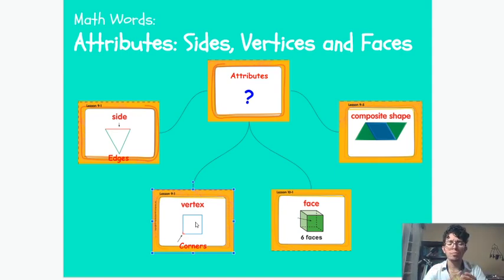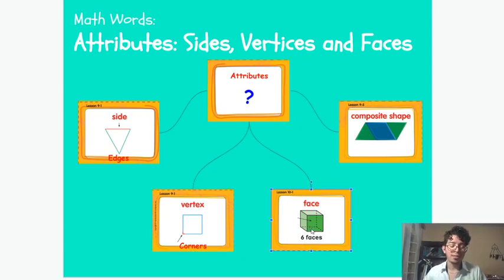Ahora miremos este cubo. How many vertex does this cube have? ¿Cuántos vértices tiene este cubo? ¿O cuántas esquinas? It has 1, 2, 3, 4, 5, 6, 7, and 8. It has 8 vertices. Tiene 8 vértices, or 8 corners, o 8 esquinas, ¿ok? Now let's see the next one.